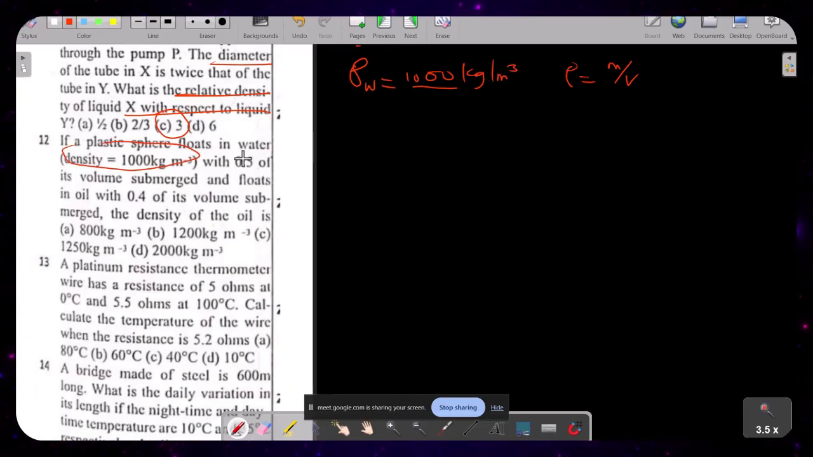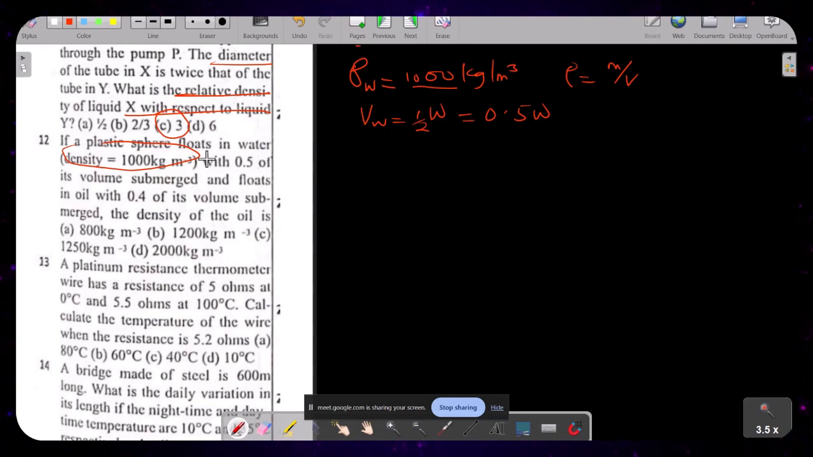Okay, and with 0.5 of its volume submerged. So the volume of this water is going to be what? 1/2 submerged. So the volume is 0.5 submerged. Let's call it this way: this 1/2 submerged is 0.5 W. So the volume of our water is just 0.5 W. So we don't need to stress much.